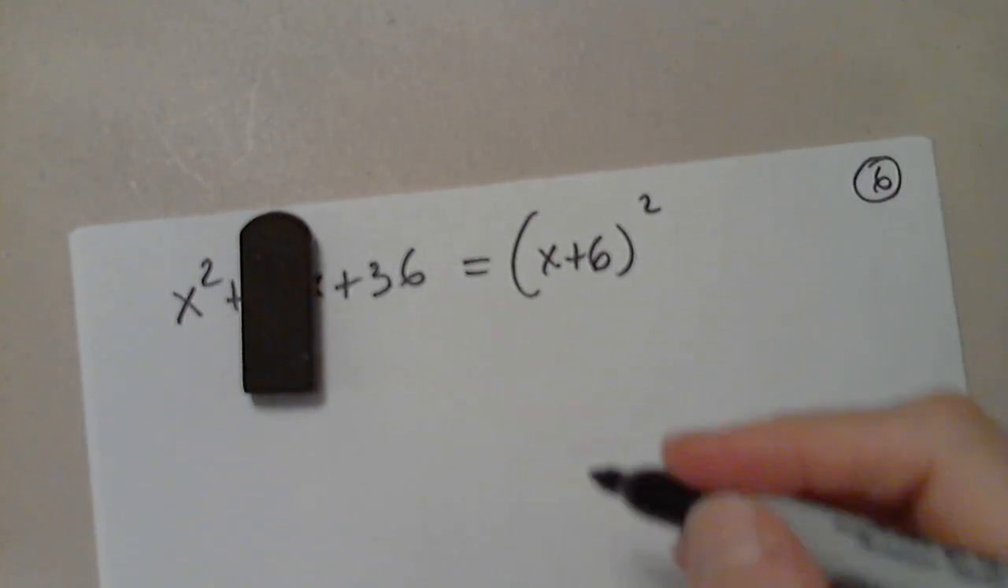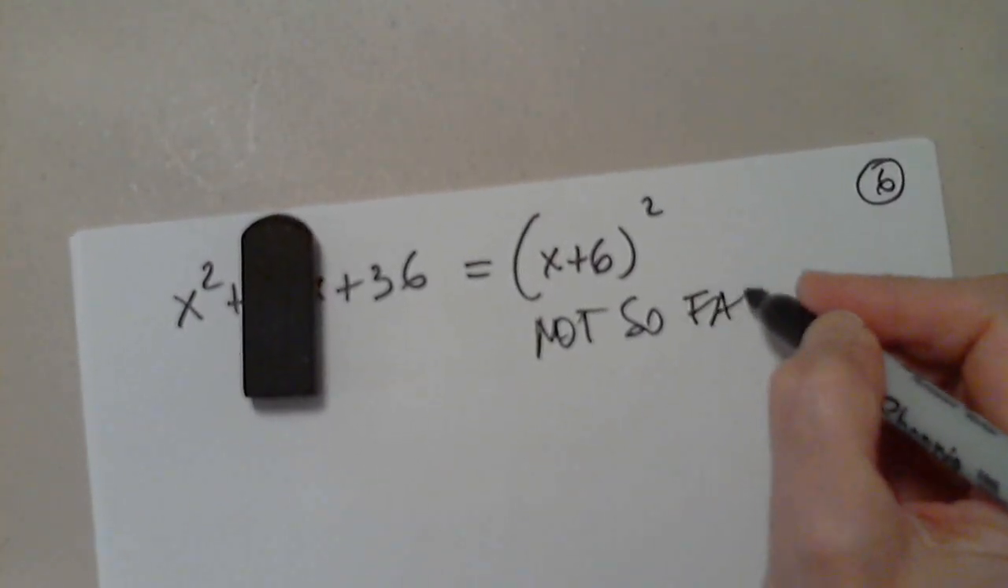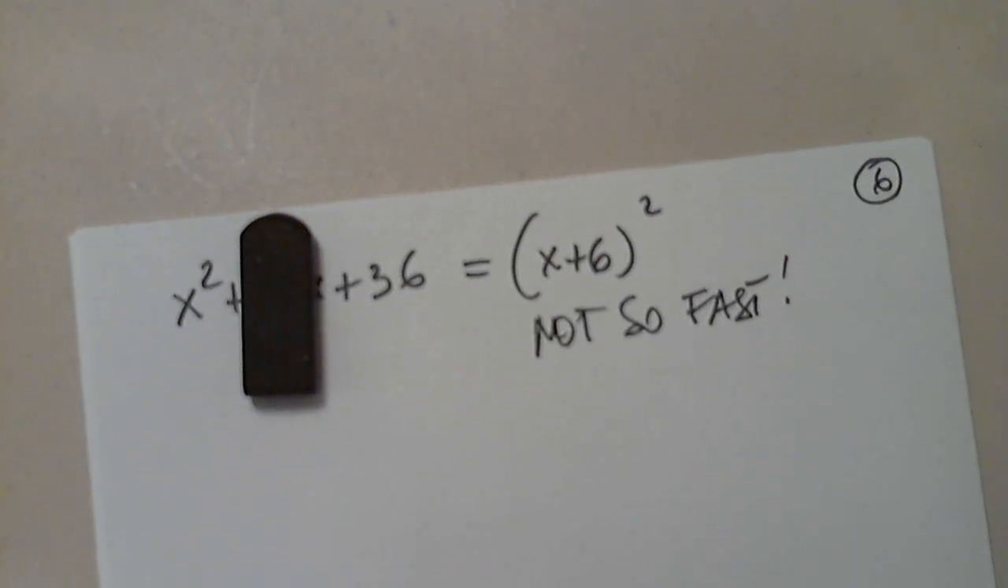And you should say, not so fast. What is that I did not do? There's one step that I did not do. What is the step that I did not do? There is something that I skipped. What did I skip? Anyone?